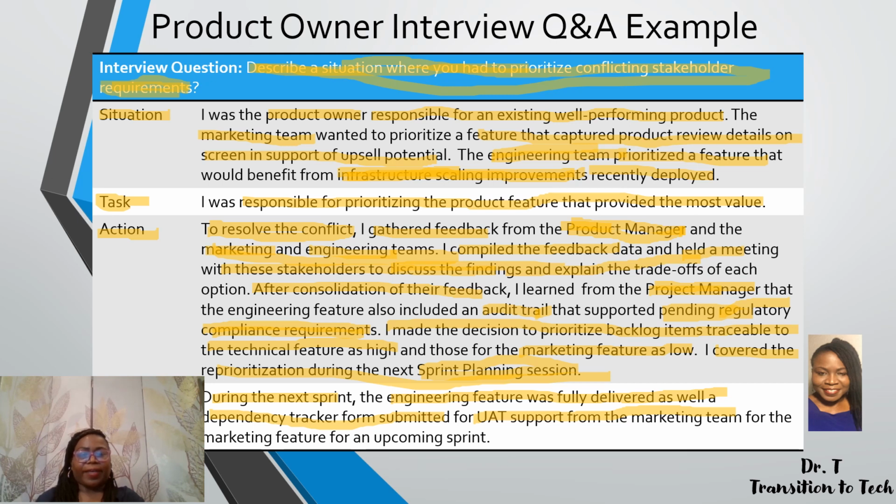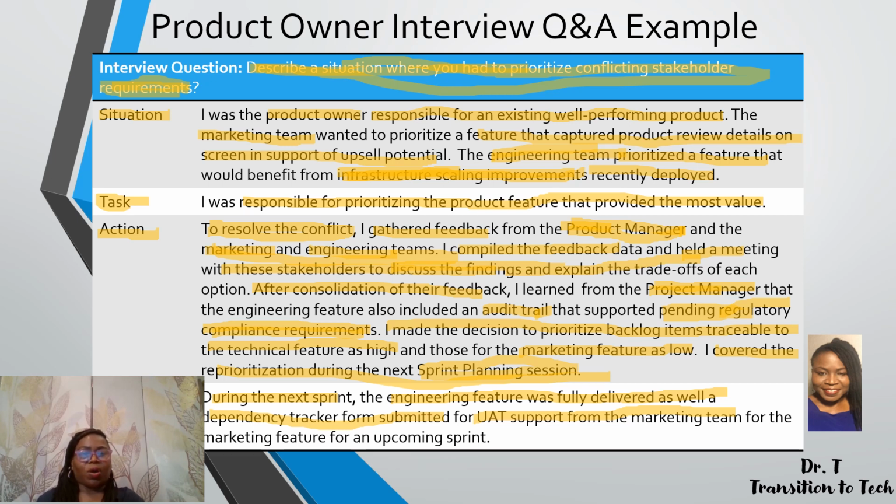And in doing that, they probably got the Scrum Master's help in submitting a dependency tracker form so that the form could be ready for an upcoming sprint to allow for UAT support from that marketing team so that their feature could actually be included in the upcoming sprint.